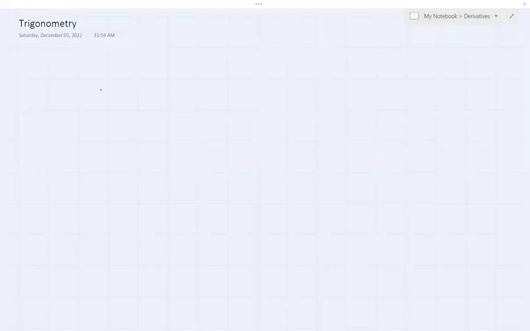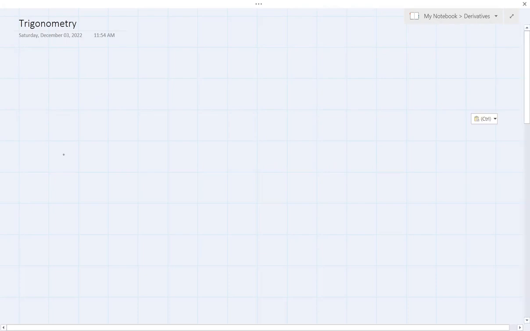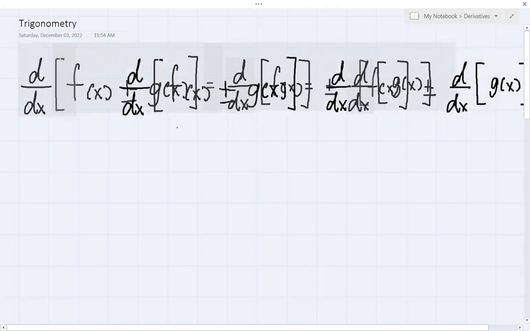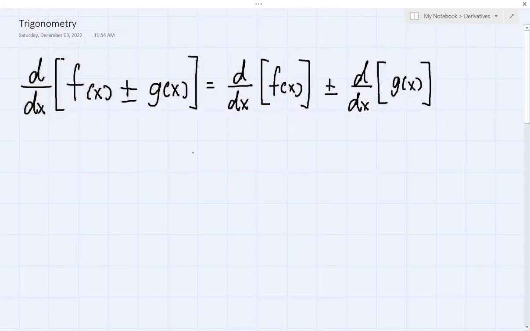So here, we're going to apply all of the rules of trigonometric differentiation to the sum and difference rule of differentiation. So recall that this is the sum and difference rule of differentiation formula. The derivative of f of x plus or minus g of x is equal to the derivative of f of x plus or minus the derivative of g of x.